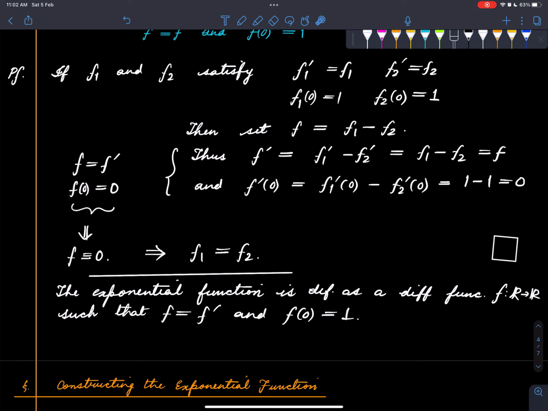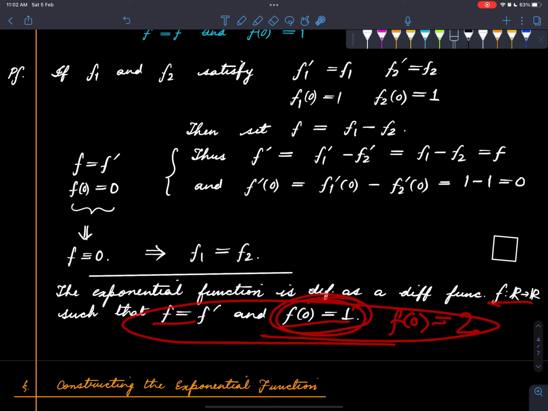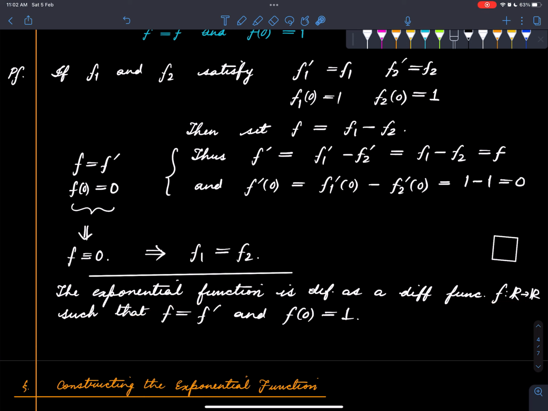However, just because we can define something doesn't mean that thing exists. For instance, I could write the exponential function is defined as a differentiable function with this, and I could write another condition, f(0) is also 2. Of course, there is no such function which satisfies both these conditions simultaneously. So just because I can define something doesn't mean it exists, so we have to show that it exists, and we will show this by construction. We will construct a function which satisfies these properties, and that will be it.